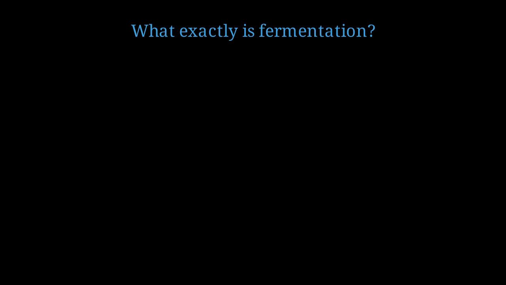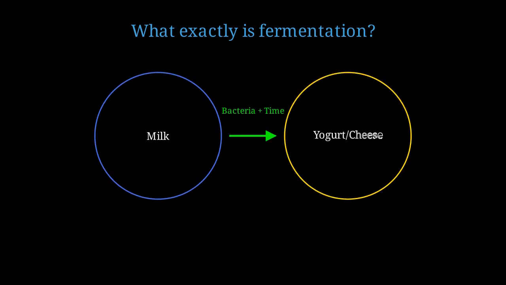What exactly is fermentation? Fermentation is a metabolic process where microorganisms, primarily lactic acid bacteria, convert carbohydrates like lactose into other compounds, releasing energy in the process. We take liquid milk, introduce specific bacterial cultures, and under controlled conditions of time and temperature, we get a completely different material with new texture, flavor, and properties.